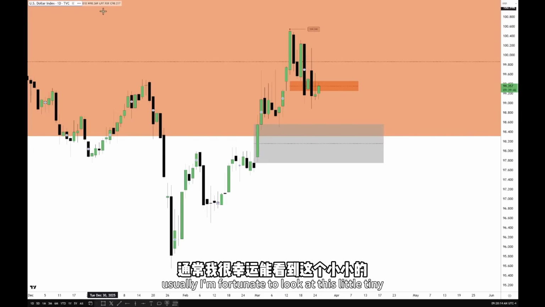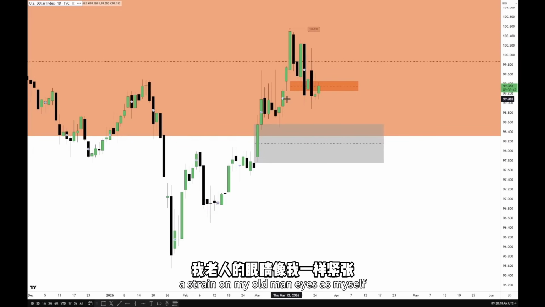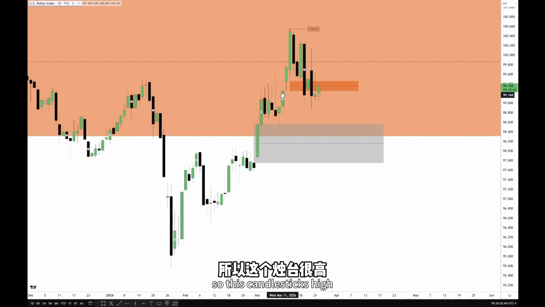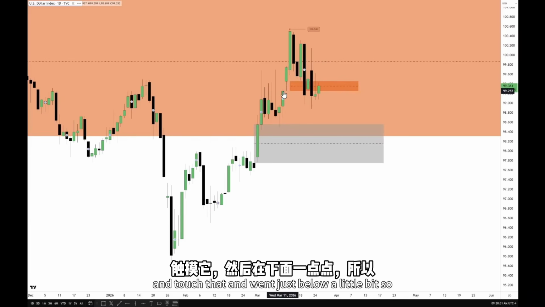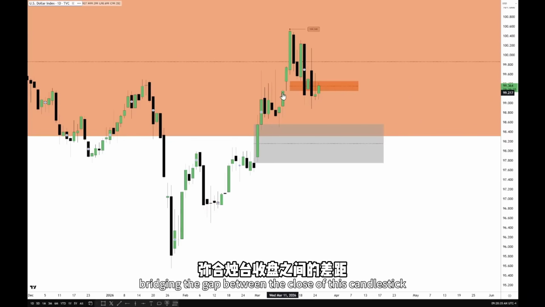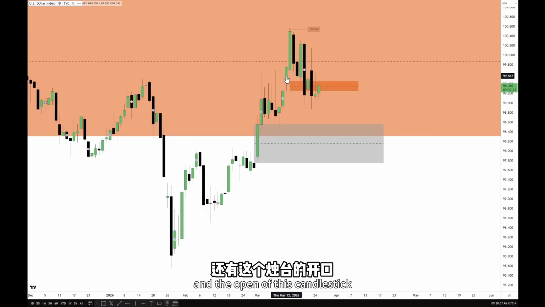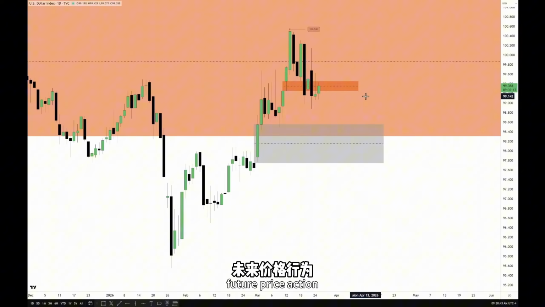If you take that, move it aside here, you can see this candlestick's low. Usually I'm forcing you to look at this little tiny text up here on the left-hand side, which is a strain on my old man eyes. So this candlestick's high, 9.299, and then the low. You can see it definitely went and touched that and went just below it a little bit. So even though the wicks are actually bridging the gap between the close of this candlestick and the open of this candlestick, it's still a volume imbalance. And those levels are pertinent to future price action.